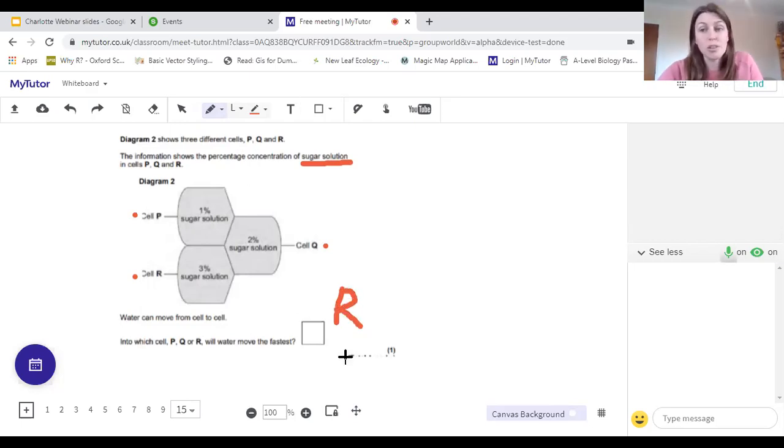It's good to do lots and lots of these questions to really get in your head the difference between the solute, the concentration of the solute, and the concentration of the water. It's really important. So in this case, the solute was sugar. So sugar had the highest concentration in cell R. Therefore, it had the lowest concentration of water. Water wants to move to the lowest concentration, down the slide, down the concentration gradient. So it moves to cell R. Good.